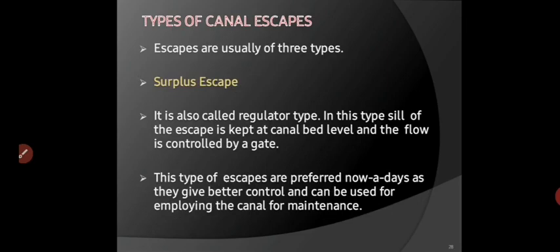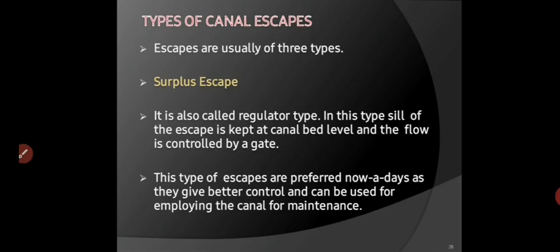Types of canal escapes. Escapes are usually of three types. Surplus escape first. It is also called regulator type. In this type, the sill of the escape is kept at canal bed level and the flow is controlled by a gate. These types of escapes are preferred nowadays as they give better control and can be used for emptying the canal for maintenance.